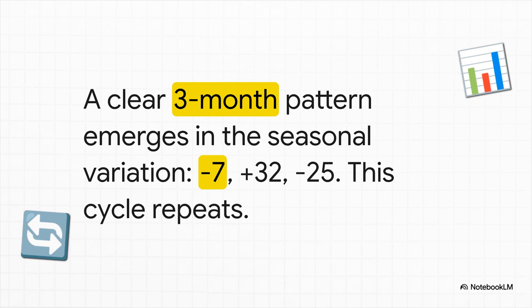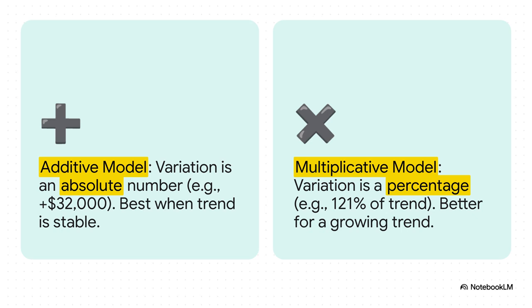And when we do this for all the months, look at that. A super clear 3-month cycle just pops out. The first month is a little below trend, the second month is way above, and the third month is back down again. And this little dance just repeats itself over and over. Now, just a quick side note here, there are a couple of ways to measure this variation. We just used what's called the additive model, where you're just adding or subtracting a fixed dollar amount. But there's also a multiplicative model that uses percentages. That one can be a lot more accurate, especially if your overall trend is growing really fast.